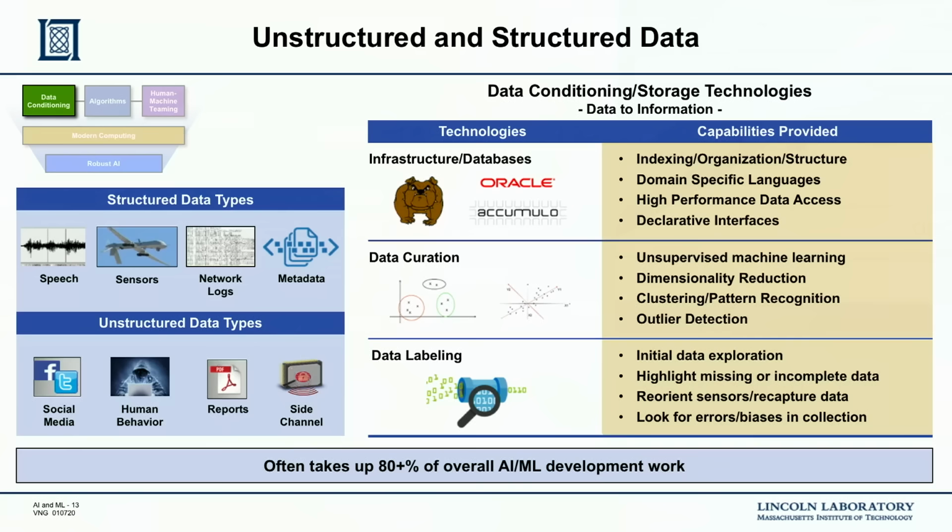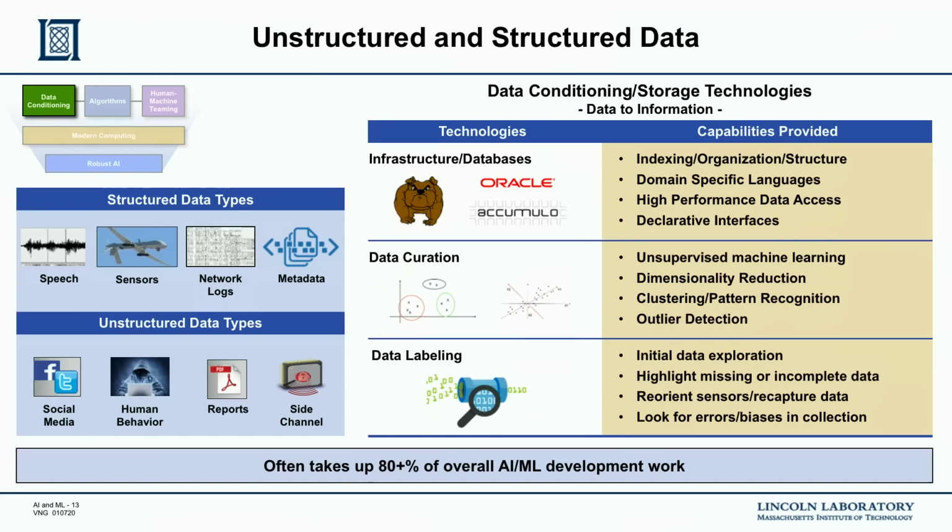Typically, these infrastructure or databases might provide capabilities such as indexing, organization, and structure. Very important in unstructured data, right, to convert it into some format that you can do things with. They may allow you to connect to them using domain-specific languages, so it's sort of converting it into a language that maybe you're used to talking. They can provide high performance data access, and in many cases a declarative interface, because maybe you don't really care about how the data is being accessed. You want to just say, select the data, give it to me, and then move forward from there.